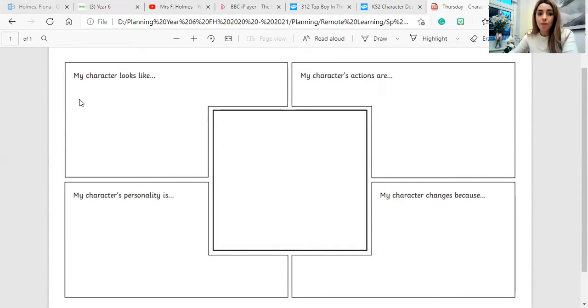First box says, my character looks like. I know that Bruno says that they all look as though they were wearing striped pajamas, so that's something he might have been wearing. Bruno also says that he looks as though he may have had a beard. So how might that have looked on his skin? In the movie, we can also see lots more features about Pavel. And I know in the book that there is a paragraph describing what Pavel looks like.